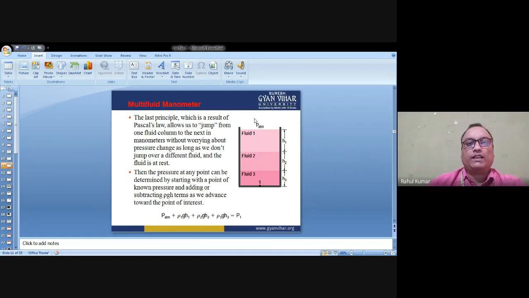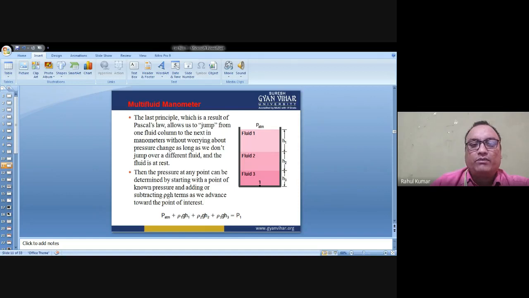So if you want to find the pressure at point 1, here this is the atmospheric pressure. Fluid 1 has height H1, fluid 2 has height H2, and fluid 3 has height H3. So P1 equals P atmosphere plus rho 1 g H1 plus rho 2 g H2 plus rho 3 g H3.